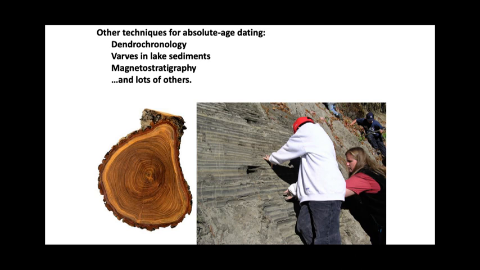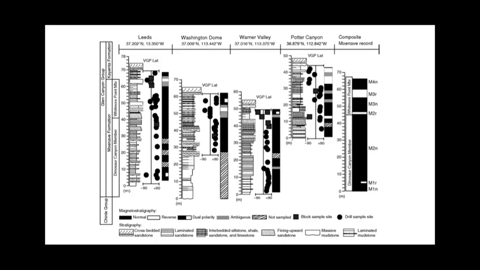Dendrochronology is a lot the same. If you're looking at growth rings on a tree, you can tell how old the tree is. With varves, that's what these things are called in lake sediments, those things actually represent years too, just like a tree ring.